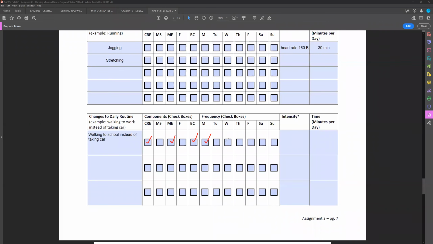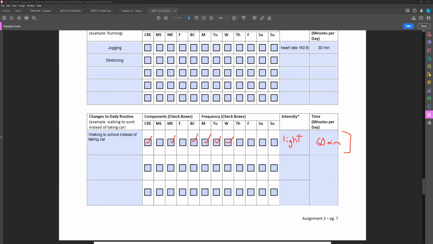I have classes on Mondays, Tuesdays, and Wednesdays, but I don't have classes Thursdays or Fridays. My intensity, if I'm walking to school, that's going to be relatively light activity. And it's going to take me, let's say 30 minutes there, 30 minutes back, 60 minutes of light activity in a day. So it's just seeing how much added physical activity you can get from these changes. And that all adds up. Any little bit helps. Having more physical activity rather than less is a benefit.